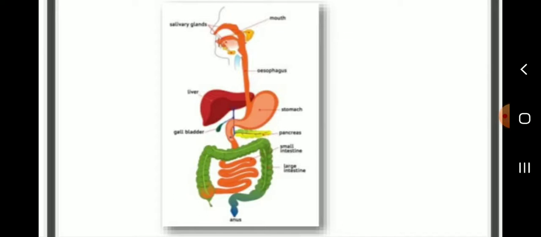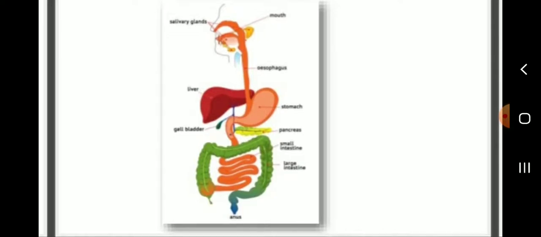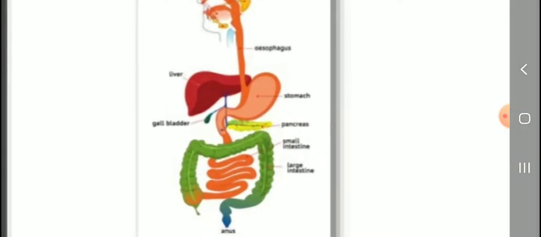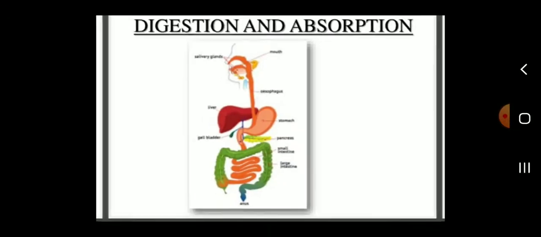Digestion and absorption. See the picture. Human digestive system: salivary glands, mouth, esophagus, liver, stomach, gallbladder, pancreas, small intestine, large intestine.